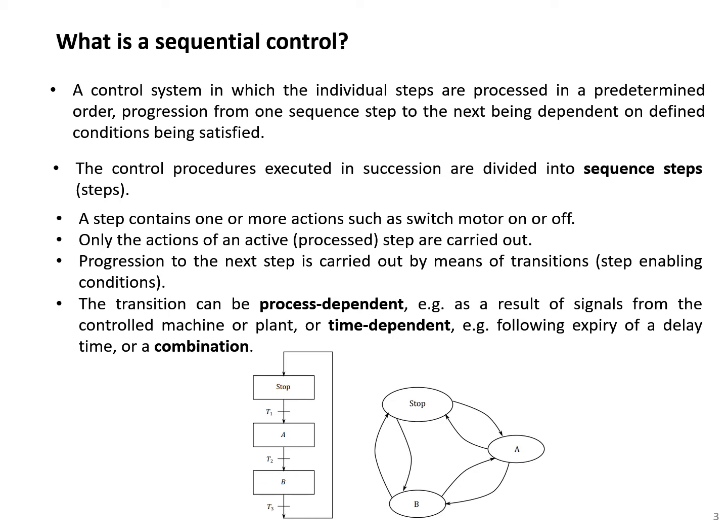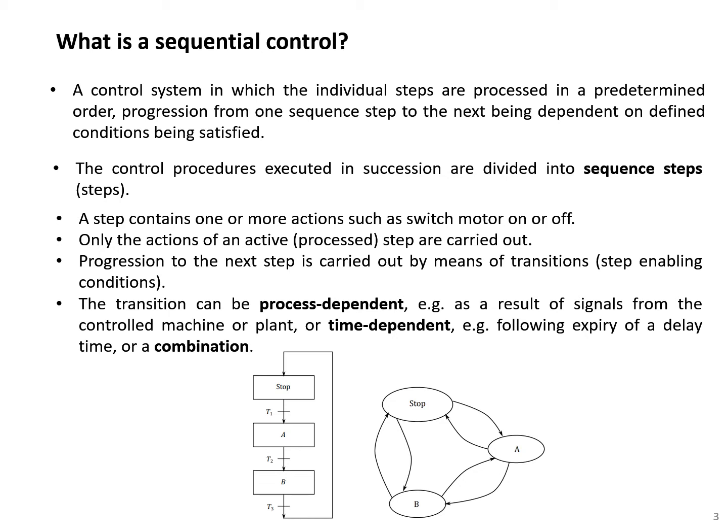Progression to the next step is carried out by means of transitions. These are transitions, step enabling conditions. So these are some conditions that should be valid so that we could progress or proceed from one step to the next one.